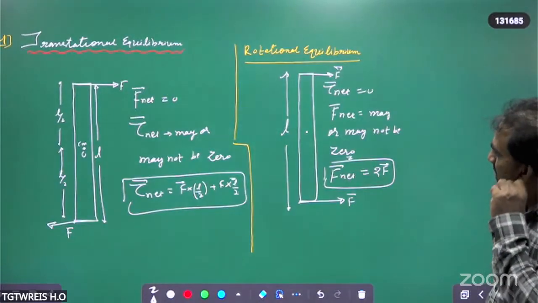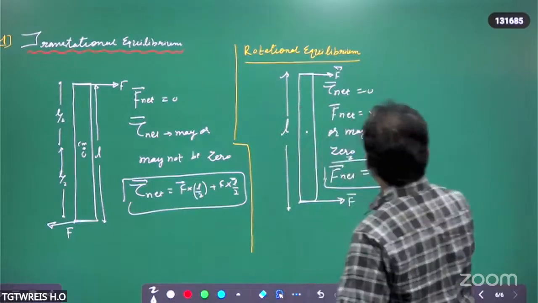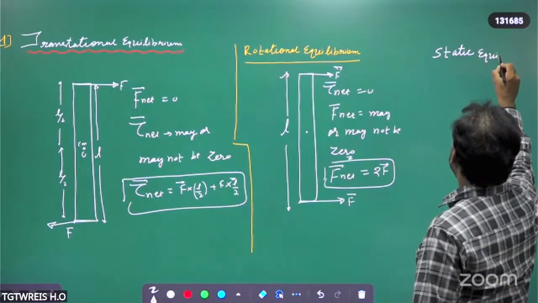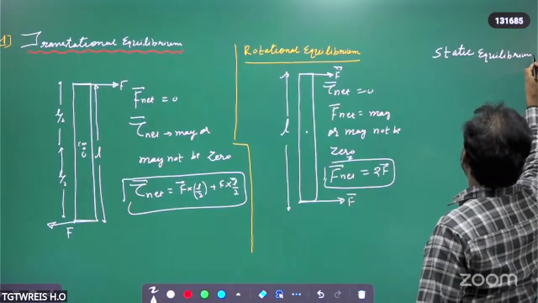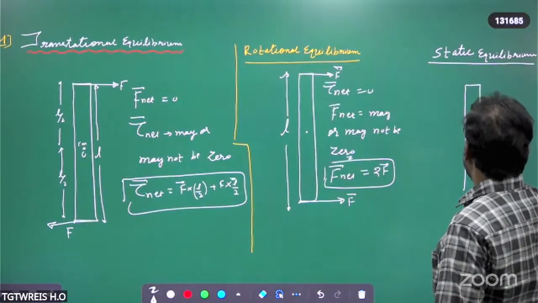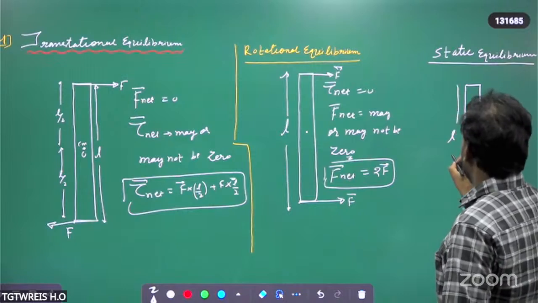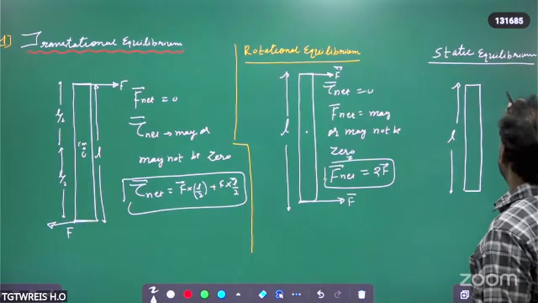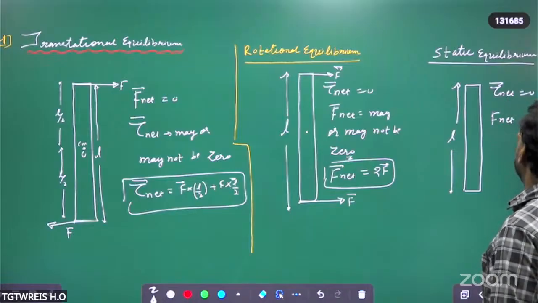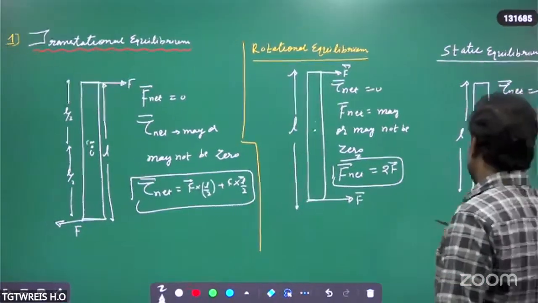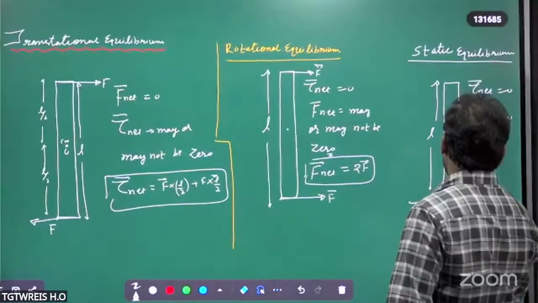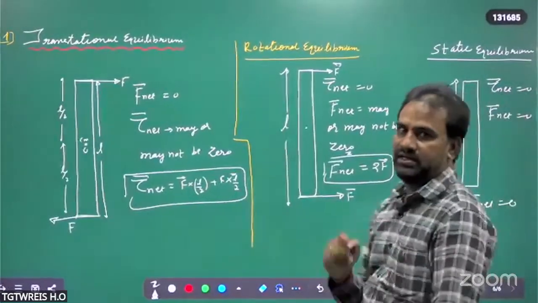Next, third one is the static equilibrium. What is a static equilibrium? Static means it could not be moved, it could not be rotated. That is called static. In static equilibrium, tau net must be 0 and F net must be 0. Both must be equal to 0. Then the system is said to be in static equilibrium.